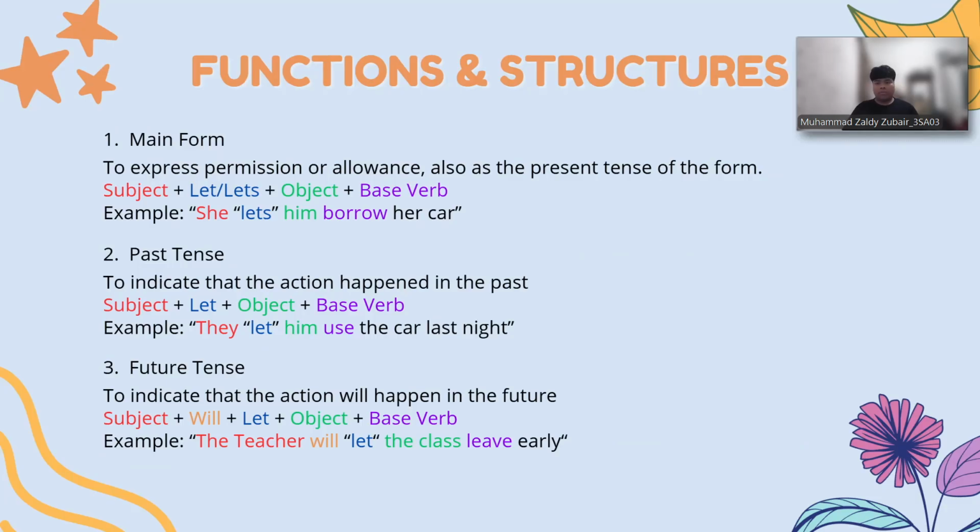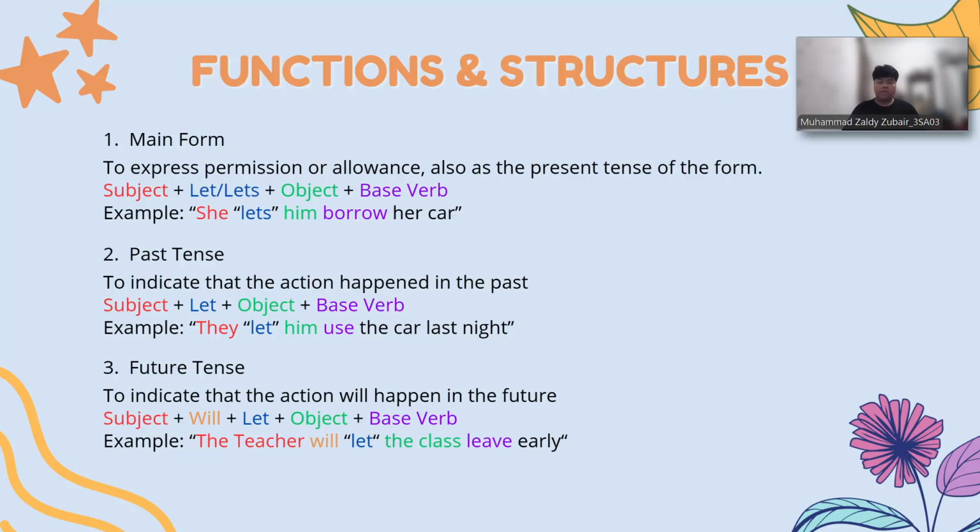Function and structure. Number one, main form, to express permission or allowance, also the present tense of the form. The structure is subject plus let or lets plus object plus base verb. Example: She as a subject, let as a verb, him as an object, and then borrow as a base verb, her car. She let him borrow her car.